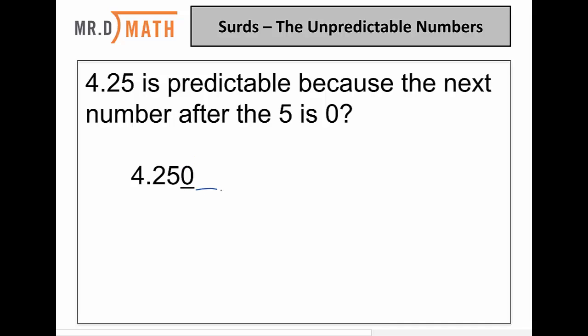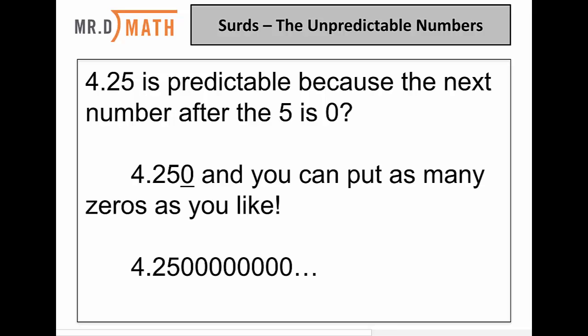And what if I wanted to put the number after that? Well, you could put another 0, and after that, another 0, and after that, another 0. It's predictable. I know what's coming next. I could put as many zeros as I like. Dot, dot, dot. Keep on going. But what's happening is that 0 keeps repeating over and over again. That makes it predictable. That makes it rational.